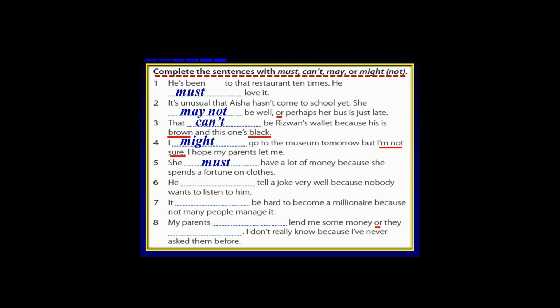He blank tell a joke very well because nobody wants to listen to him. He can't tell a joke very well because nobody wants to listen to him. Seven, it blank be hard to become a millionaire because not many people manage it. Because not many people manage it, so it must be hard. Eight, my parents blank lend me some money or they blank, I don't really know because I've never asked them before. Here we have or, so there is a 50% possibility. That's why we can use might or might not.